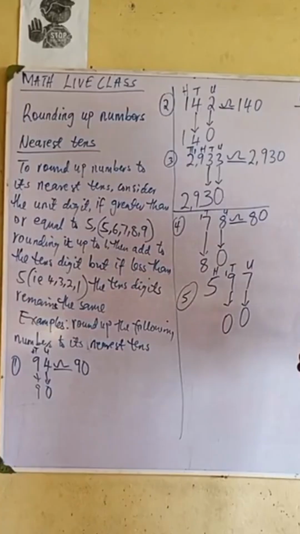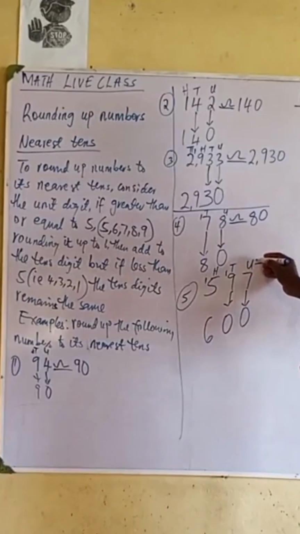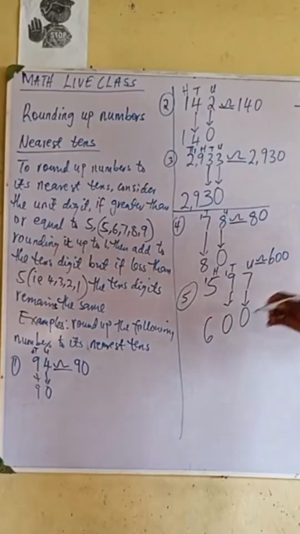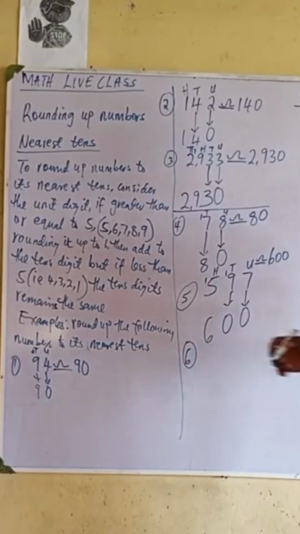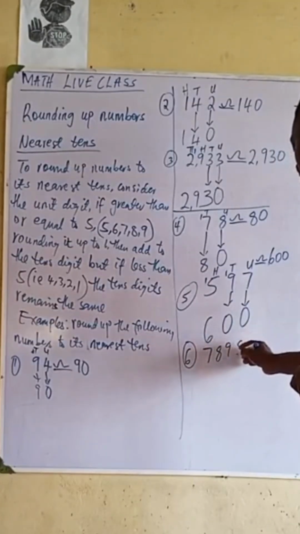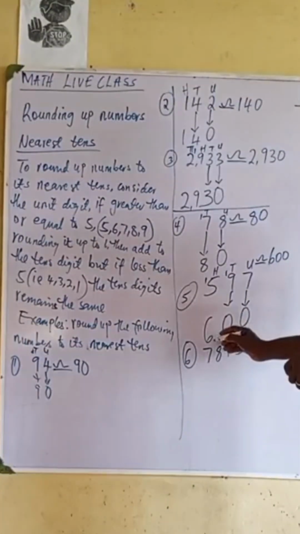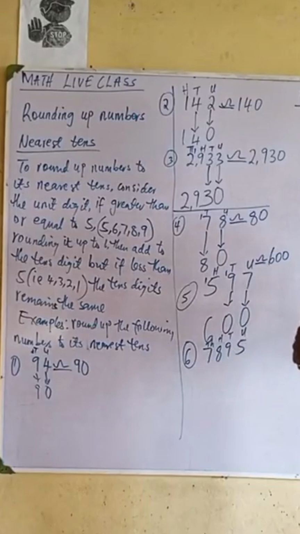So 1 plus 9 is what? 10. We don't write 10, we write 0 and carry 1. So 1 plus 5 now becomes 6. So you now see that to round up this number to the nearest tens, the answer is 600. Let's do another example, example 7,895. These are our units, this is tens, this is hundreds, and this is thousands.